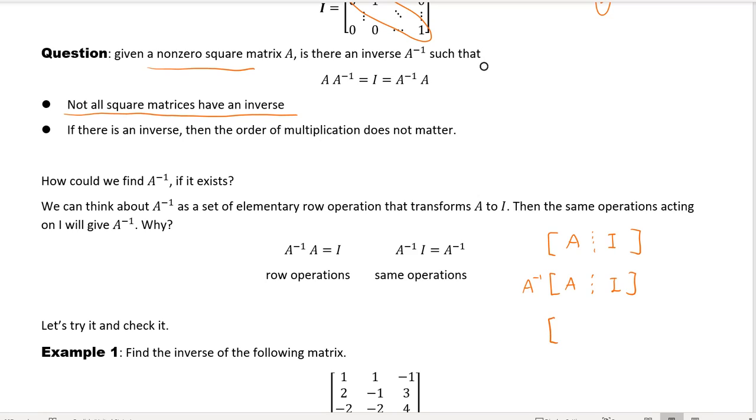When we multiply, we get A inverse times A, and here we get A inverse times I. But we know A inverse times A is the identity matrix, and A inverse times I is A inverse. So now you can see this is going to be A inverse. And this is how we do it. We write down the matrix A adjoined I, and then we do a sequence of elementary row operations to get the reduced echelon form. So we get I on the left, and the right side is going to be the inverse of A.